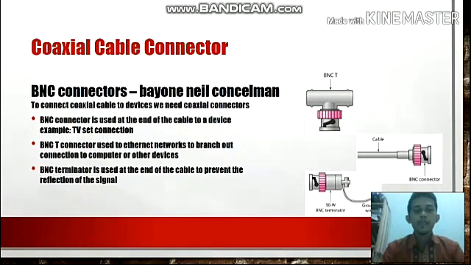Coaxial cable connectors. BNC connectors of coaxial cables. There are 3 BNC connectors of coaxial cables. The BNC connector is used at the end of the cable to a device. Example, TV set connection. And you can see the pictures on the side. The BNC-T connector is used in Ethernet networks to branch out connections to computers or other devices. And you can see the pictures on the side. Again, the BNC terminator is used at the end of the cable to prevent the reflection of the signal. You can see the pictures.